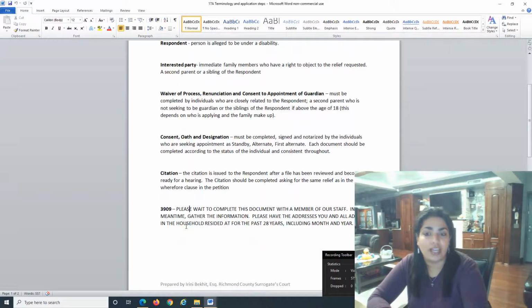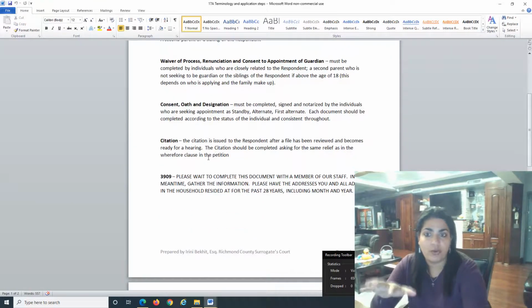Okay, the 3909 is a form that we send up as part of the background check that we do. It is a little difficult to complete. What we ask you to do is gather the information, and when the time is right, we can work with you in actually completing it. We need a 28-year history of where you, as the petitioner, have lived, as well as any other co-petitioner and any adults living in your household. We have to know where they've lived the past 28 years. It has to be completed on the form, and then it gets submitted to Albany where a background check is done.